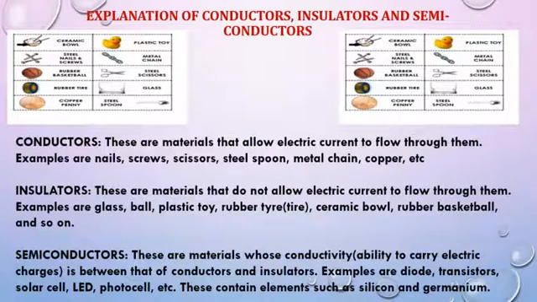They contain specific elements called silicon and germanium. Another compound is gallium arsenide. These are all the constituents of most semiconductor devices.